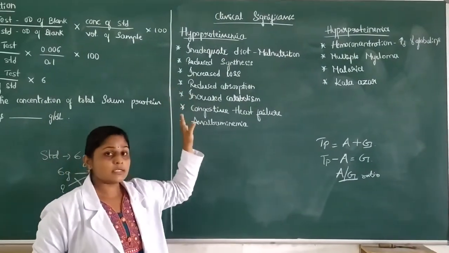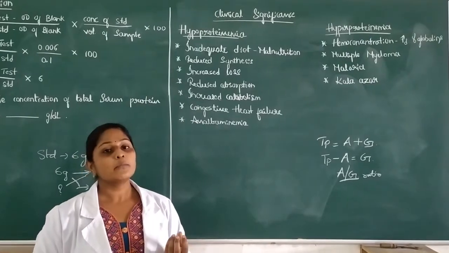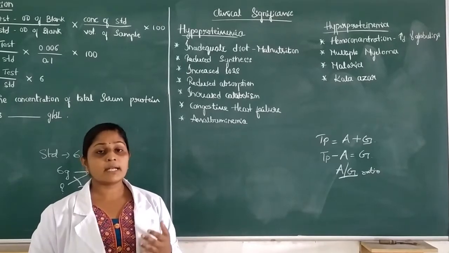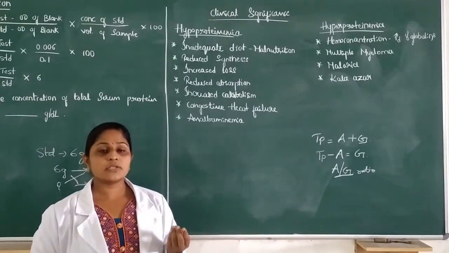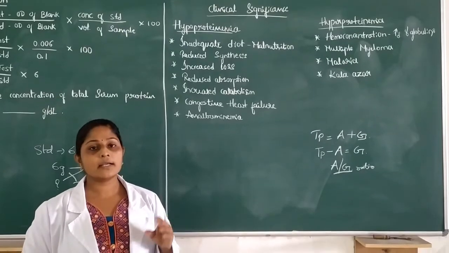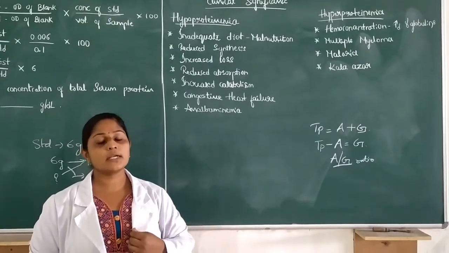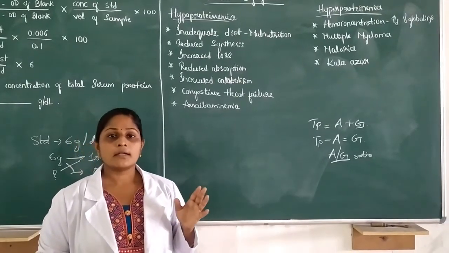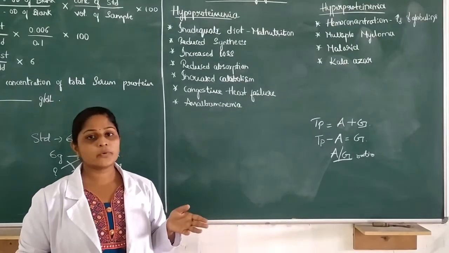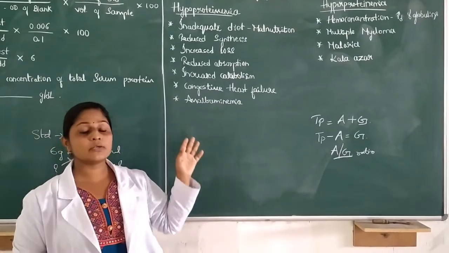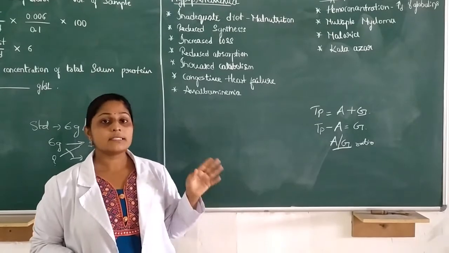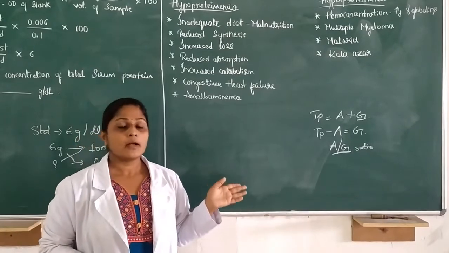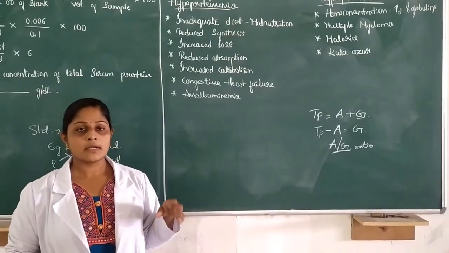Then increased loss. How are we going to lose the proteins? It is proteinuria, and many causes are there. Excretion of albumin we call albuminuria. Excretion of proteins we call proteinuria. There are three types: glomerular proteinuria, overflow proteinuria, and tubular proteinuria. This loss is due to renal disorder. Synthesis was related to liver disorder; loss is related to renal disorders.